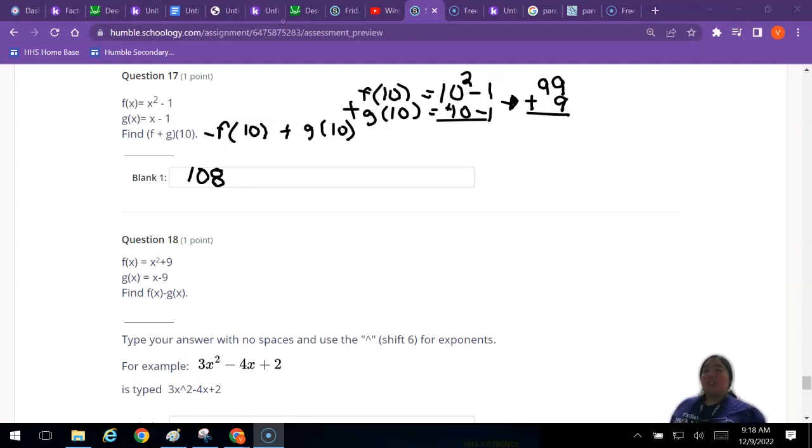17's done. So now let's look at 18 real quick. I've got f of x minus g of x, right? Find f of x. So I'm going to write it like this, f of x. This is my f of x minus my g of x, which is x minus 9. Okay? Since it's subtract, I want to put it in parentheses. If it was plus, who cares? It doesn't matter. Nothing happens.